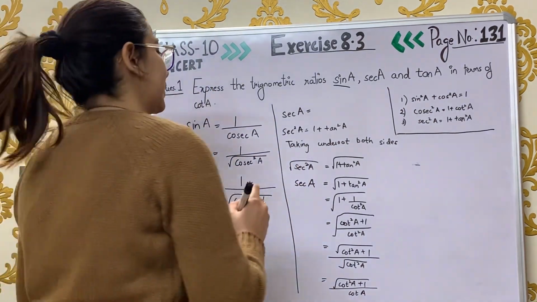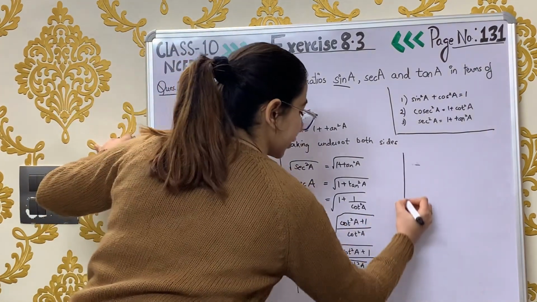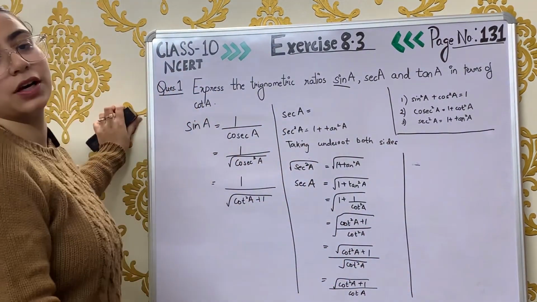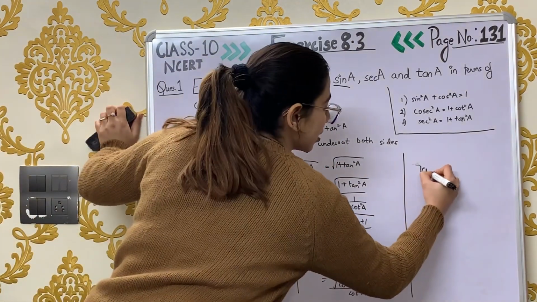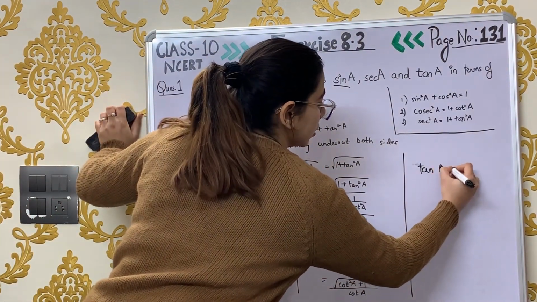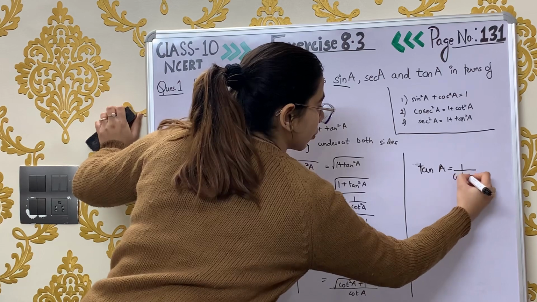Third, we have to find tan A in terms of cot A. And it's a very simple one because we know that tan is the opposite of cot A. So tan A is equal to 1 upon cot A.